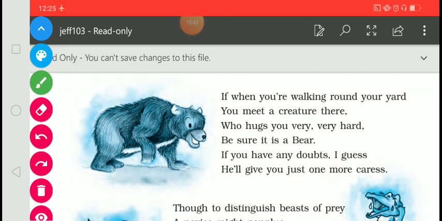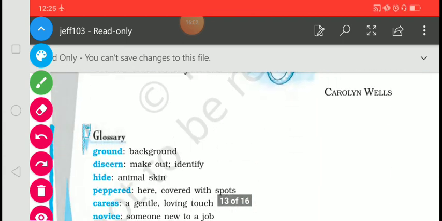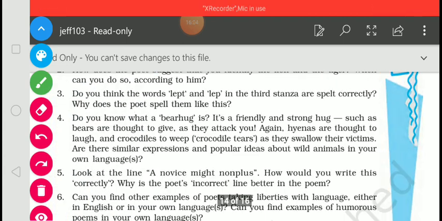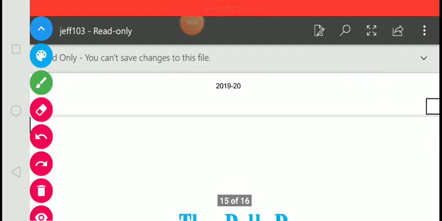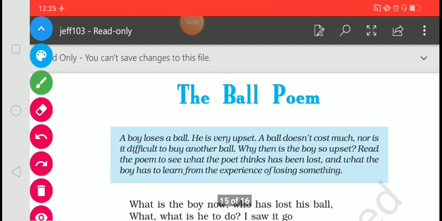Okay students, now we have finished the poem. I have explained it, I have summarized it, I have discussed the meanings of the hard words and also answers to all the questions. Now I am going to start the next poem, that is The Ball Poem. So let us begin The Ball Poem. In this poem, a boy loses.